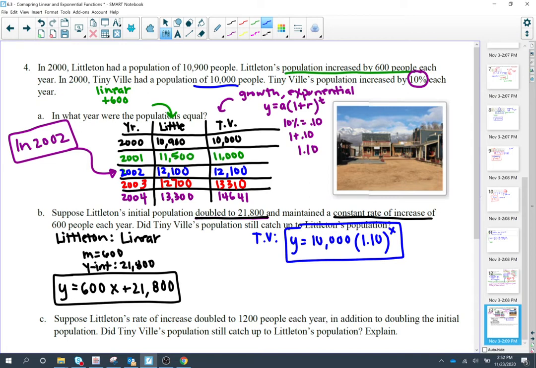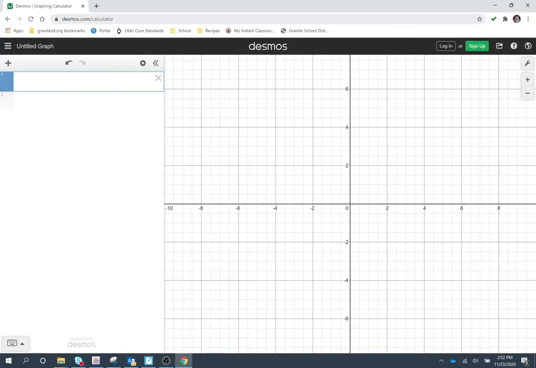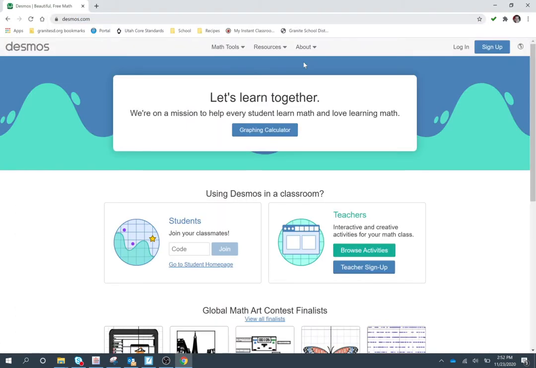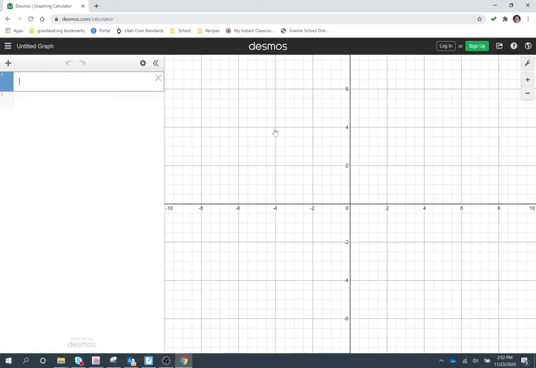Okay, now, in order to graph these, open up your Google. We're going to go to desmos.com. When you're on the home page, which will look like this, grab your graphing calculator. And the first one we're going to do is Littleton. So Littleton was 600x plus 21,800. Now, these are really big numbers, so if you're looking over here at the moment, you're not going to see anything. That's okay. Then we're also going to graph Tinyville. So 10,000 times 1.10 to the x power.